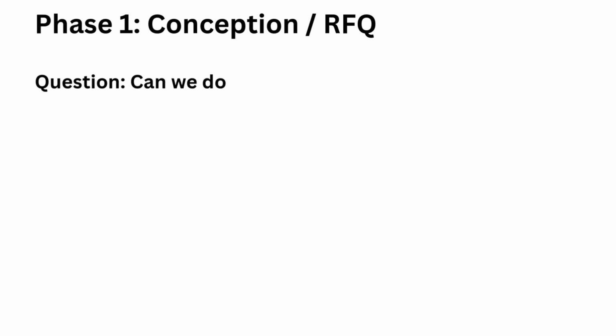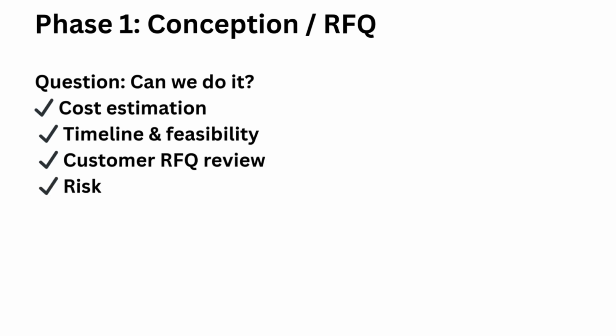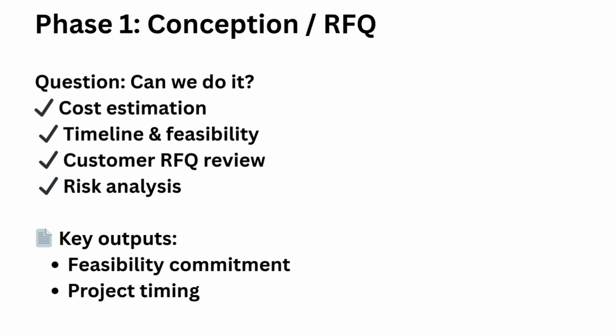In this phase, the main question we ask is, can we do this project successfully? The customer shares an RFQ, request for quotation, and the supplier team reviews all requirements carefully. First, we perform cost estimation to check whether the product can be manufactured within the target cost. Next, we evaluate the timeline and technical feasibility to confirm if we can meet the customer's schedule and performance expectations.